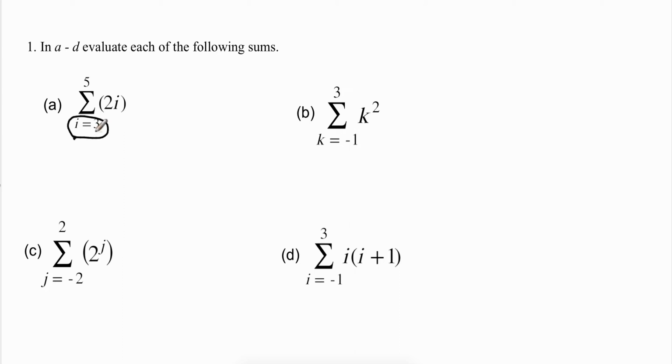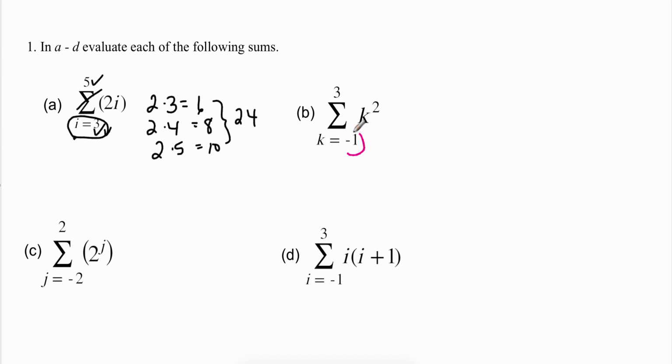We're going to start with the number 3. So it's going to be 2 times 3, then 2 times 4, and then 2 times 5. See, that's the run. We go 3, 4, stop at 5. 2 times 3 is 6, 2 times 4 is 8, 2 times 5 is 10, and the last thing, the big sigma, tells us to add it all together, so that's why that answer is 24.